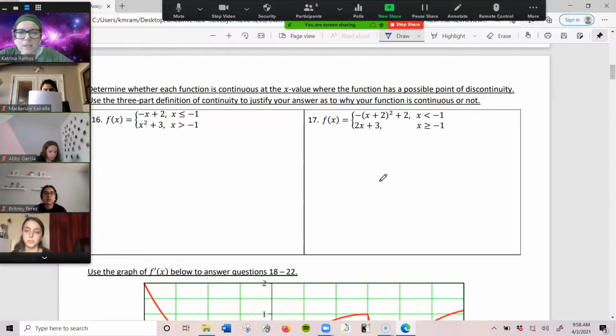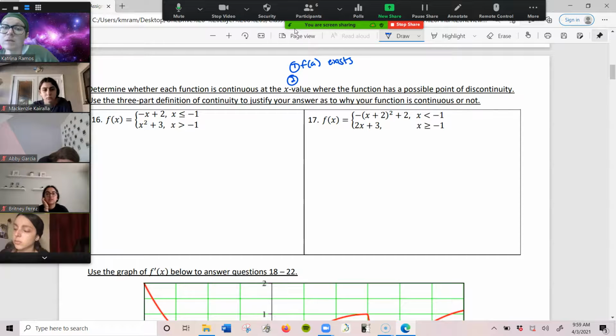Determine whether each function is continuous at the x value where the function has a possible point of discontinuity. Use the three-part definition of continuity to justify your answer. Okay, so the three-part definition of continuity. Does anybody remember what the first part is? That's the second part, that's correct. But what's the first part? f of a exists. Perfect.